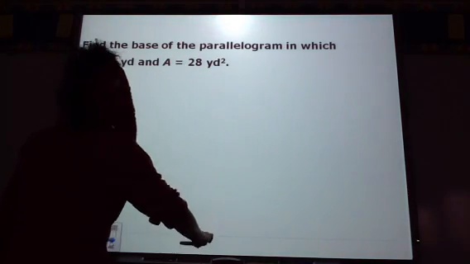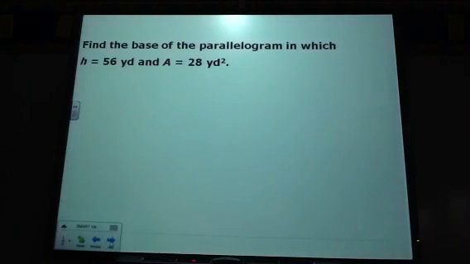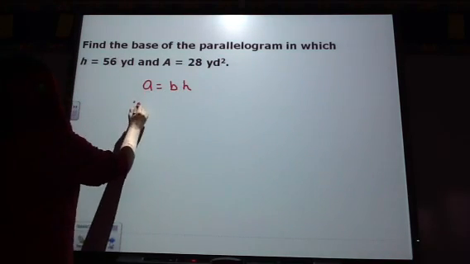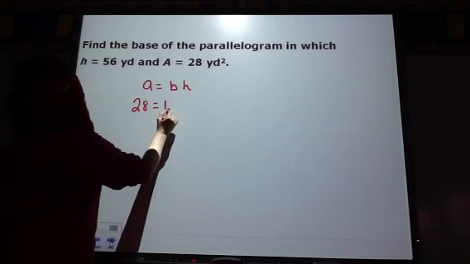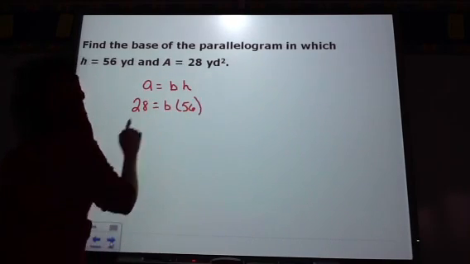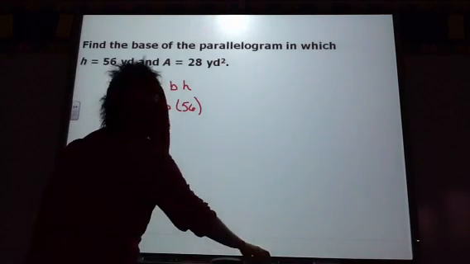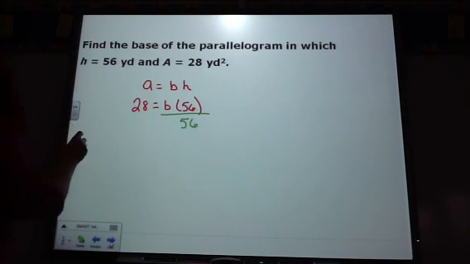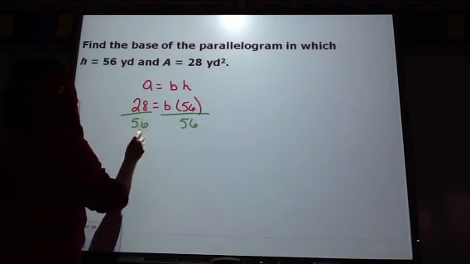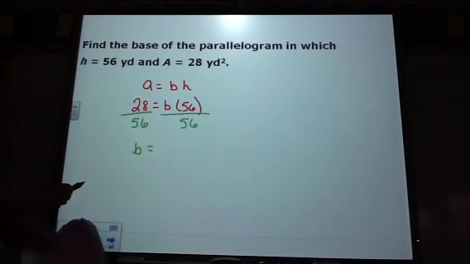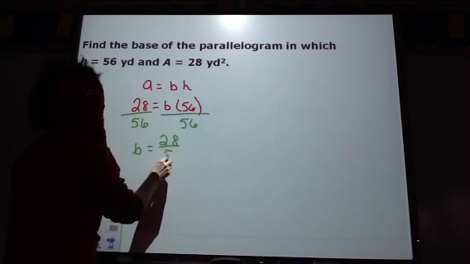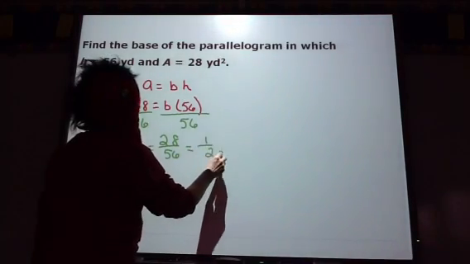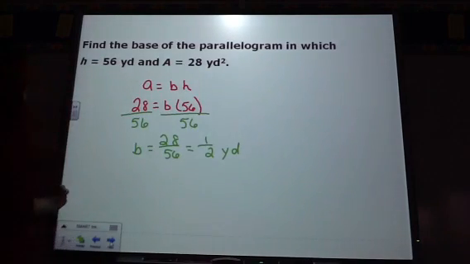Okay, find the base of a parallelogram in which the height is 56 and the area is 28. Again, formula is base times height. Substitute in what you know. So we need to isolate the variable b by dividing by 56. Therefore, b is going to be 28 divided by 56, which is going to give you 1/2 yard.